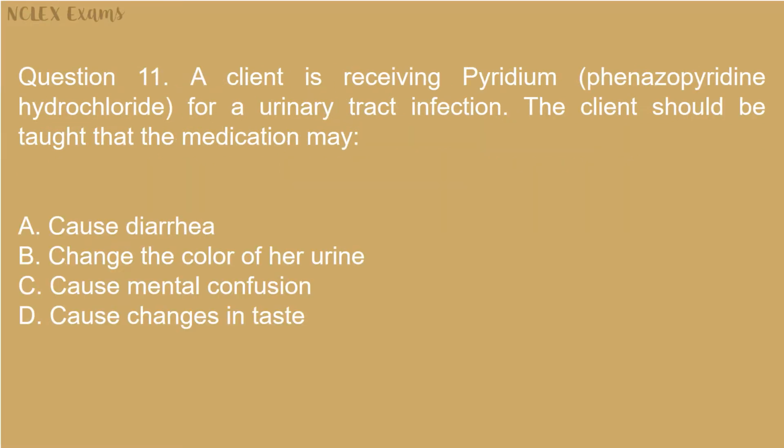Question 11. A client is receiving Pyridium, phenazopyridine hydrochloride, for a urinary tract infection. The client should be taught that the medication may A. Cause diarrhea. B. Change the color of her urine. C. Cause mental confusion. D. Cause changes in taste.